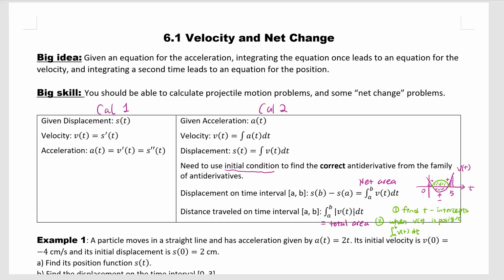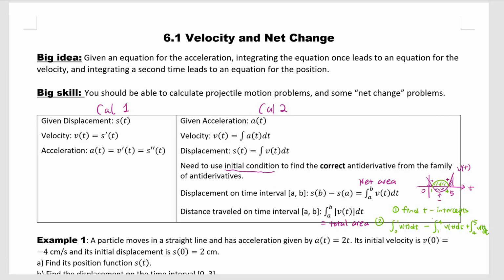For example, let's say this is 1, and let's say this is 4. Then the distance from 0 to 5 is the integral from 0 to 1, because v of t is positive, and then subtract the integral from 1 to 4, because here v of t is negative, so the area is negative and you put a minus sign in front of it to make it positive, plus the integral from 4 to 5 of v of t dt. That is the distance.